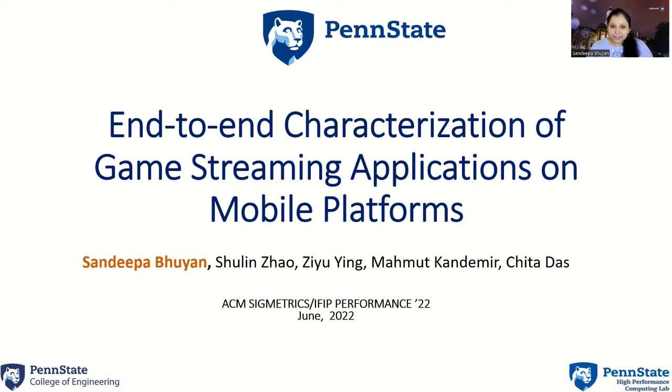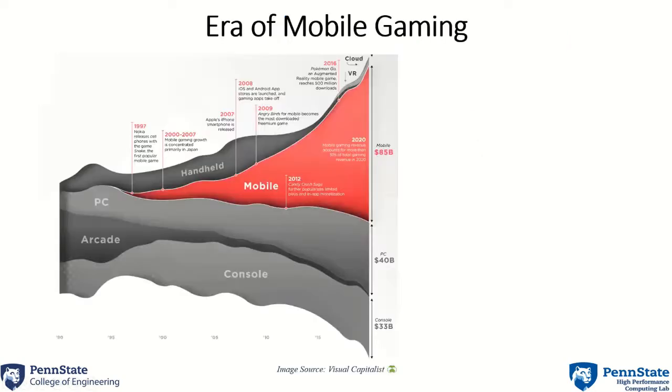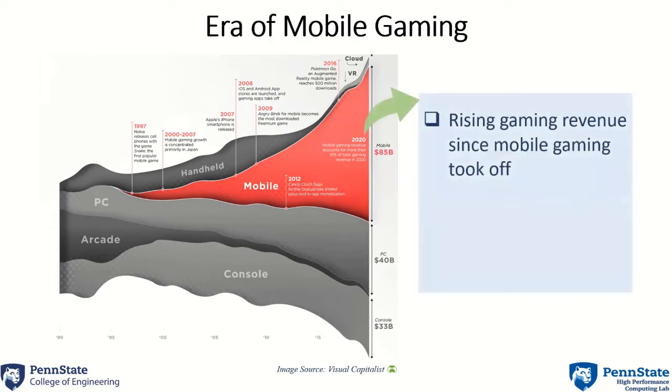Today, I'm very excited to talk about our work, end-to-end characterization of game streaming applications on mobile platforms. Video games have tremendously evolved over the past few decades. The games have moved from arcades to consoles and to personal computers. The gaming industry has grown to rival and outpace the film and television industry. It has become an ever growing tsunami ever since mobile gaming took off.